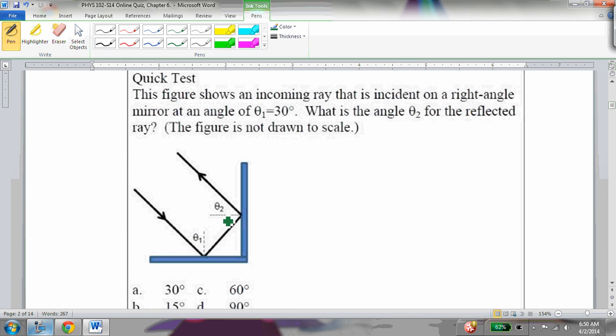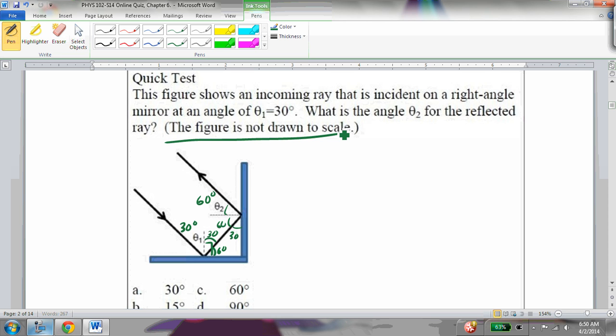Figure shows an incoming ray. It says that this angle is 30 degrees. What is theta 2? Well, if that's 30 degrees, then that has to be 60 degrees because that's a right angle. And so that has to be 30. That has to be 60. And then by the law of reflection, this has to be 60 degrees.